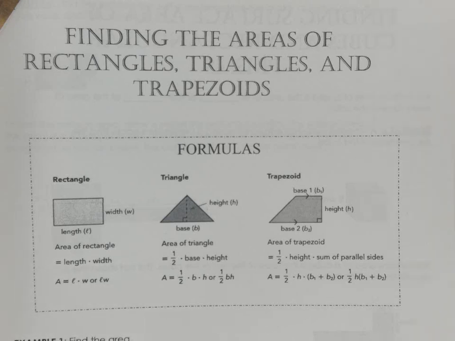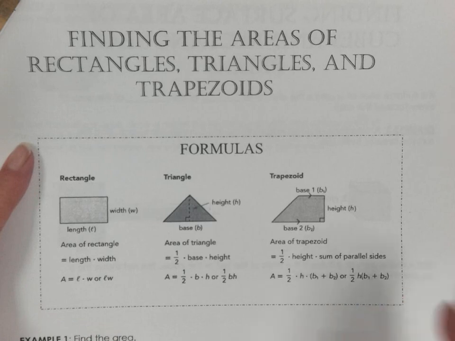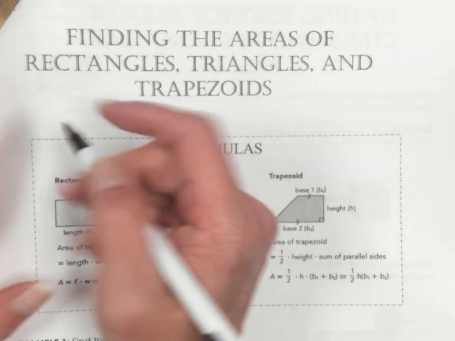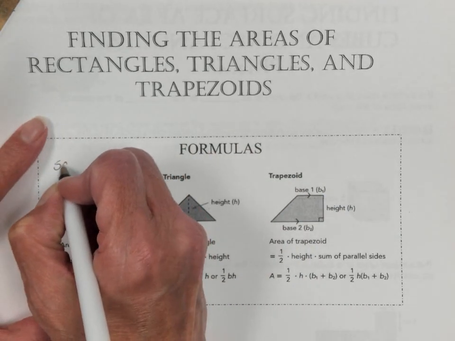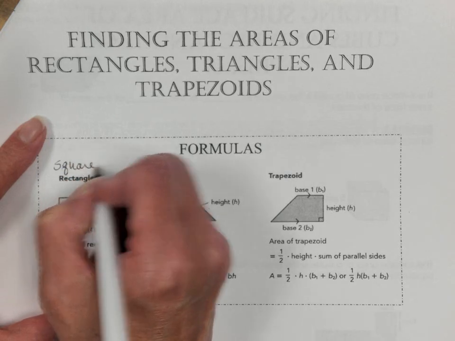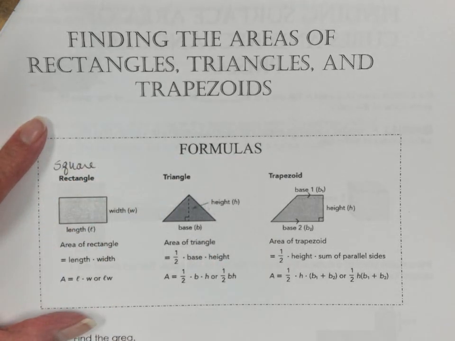Okay guys, today we are looking at finding the areas of rectangles, triangles, and trapezoids. Most of this should be review for you guys. You've had this before. But a rectangle or a square, I'm going to write that in there. We have an area of length times width.